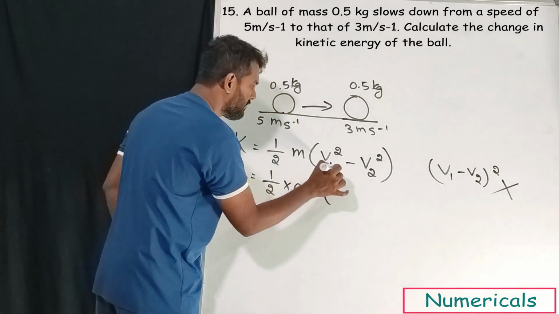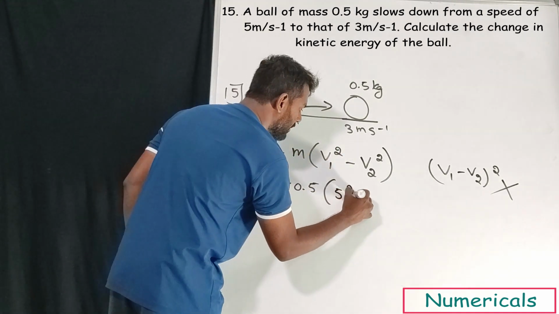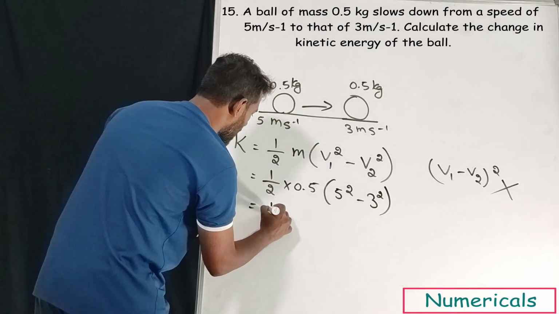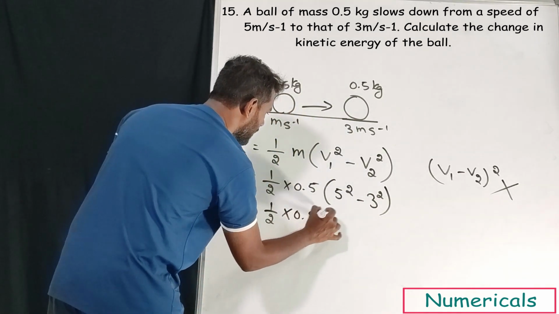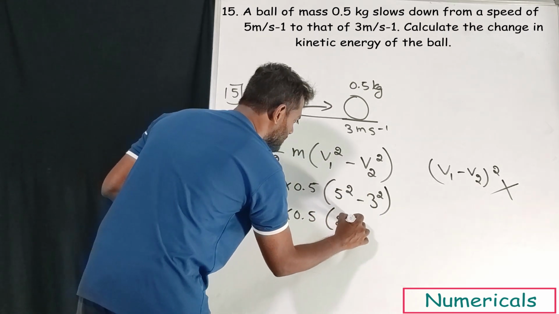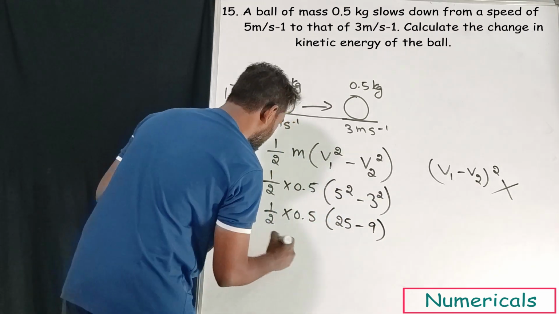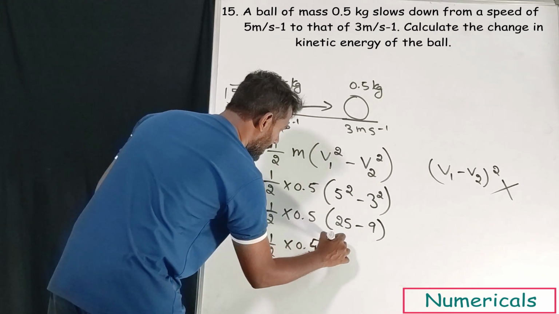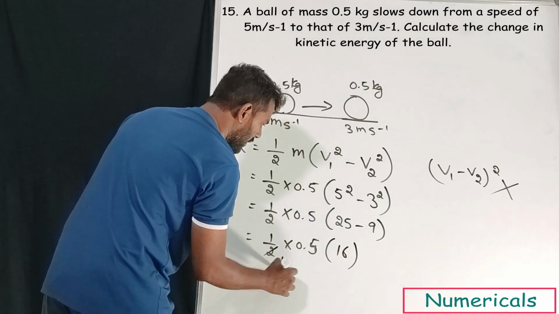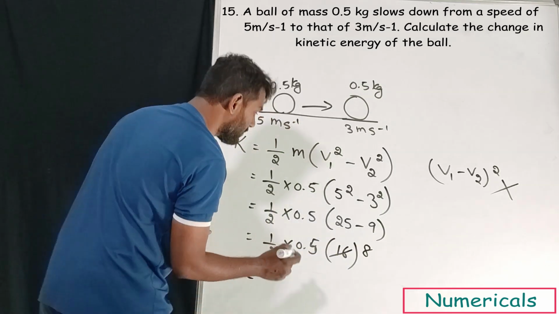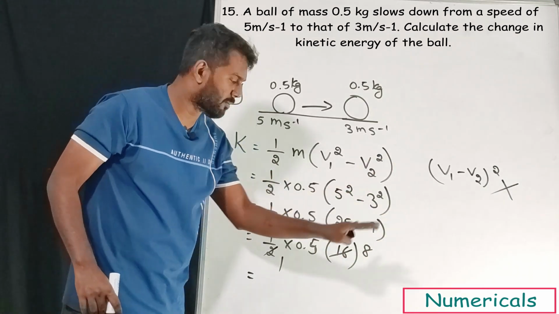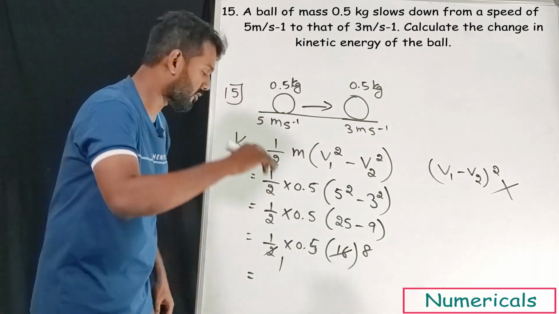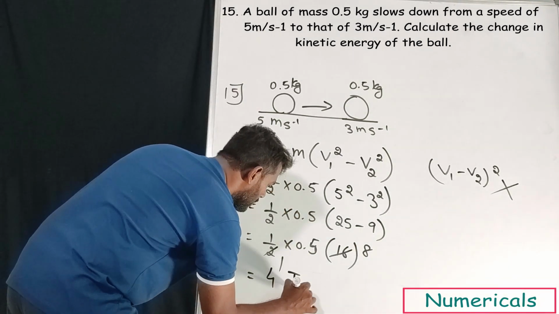Now, what is the v1 square value? That is 5 square minus the v2 square value, which is 3 square. Okay, so half into 0.5 into what is 5 square? That is 25 minus 3 square, that is 9. So half into 0.5 into 16, correct? 2 eights are 16. So whenever you multiply any number with 0.5, whatever the value we have, that will become half of it. So the answer will be 4 joules.